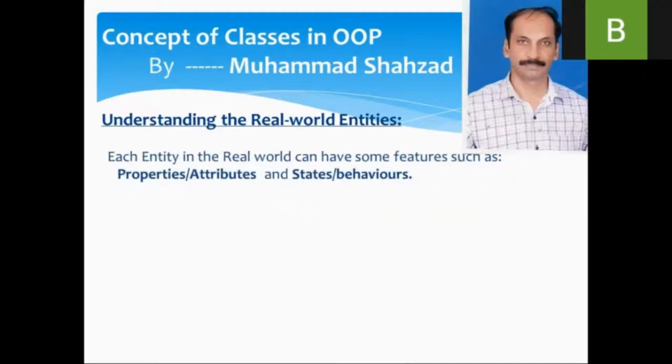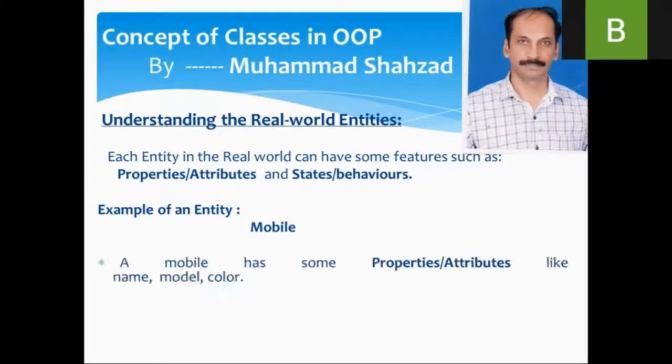My dear Behzad, each entity in the real world can have some features such as properties or attributes and states or behaviors. An example of an entity is a mobile. Now I do tell you about the mobile, that a mobile has some properties or attributes like name, model, color, and price, etc.